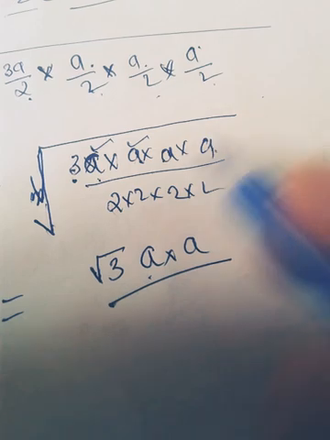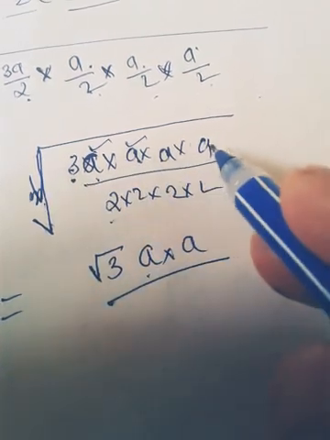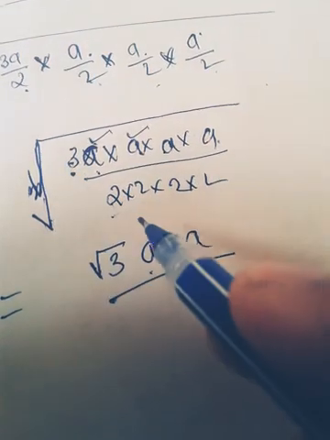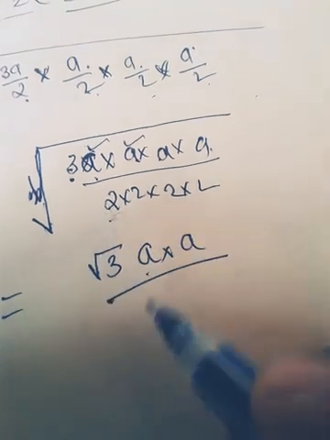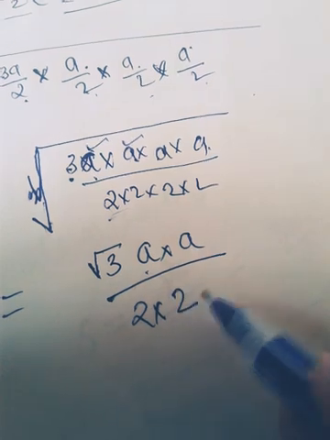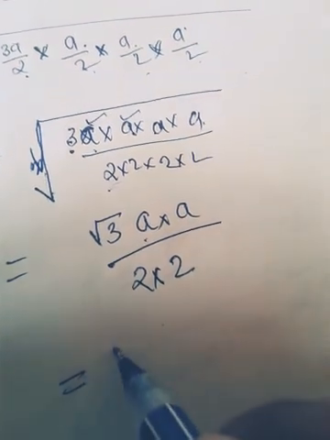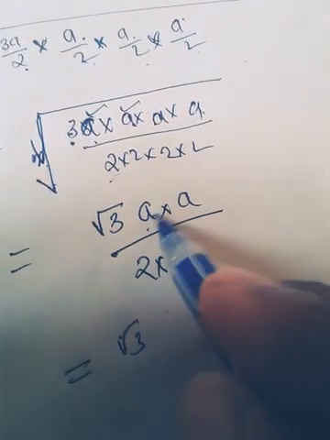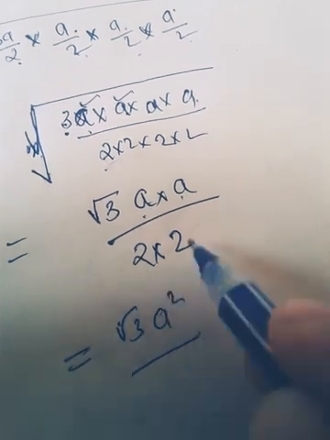Divided by the square root of 2 into 2. I applied the square root for the numerator. Now I am going to apply the square root for the denominator. What is the square root of 2 into 2? Just write 2. So what will be the final formula? Root 3 as it is, A into A, A squared, by 2 into 2, 4.